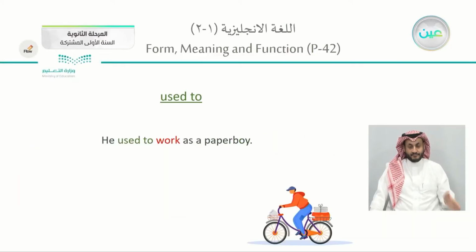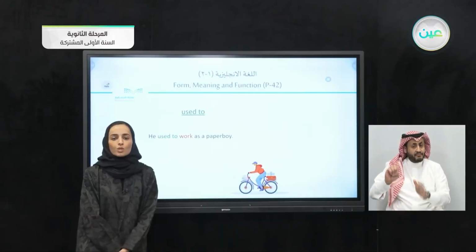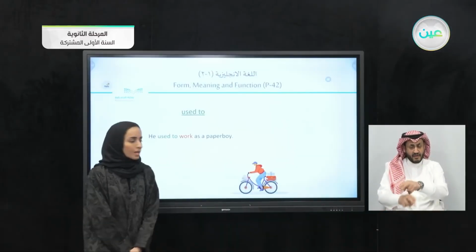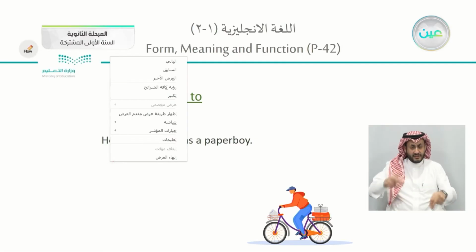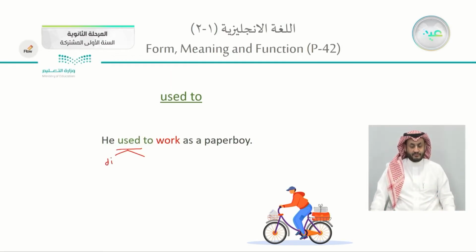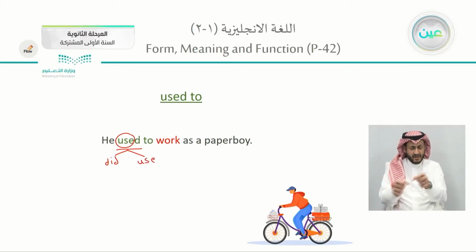Now we're having used to. Let's look at this sentence. He used to work as a paper boy. Let's change this one into a question. At the beginning, we will start with a yes/no question. How can we come up with it? We need a helping verb or an auxiliary verb. So we've got used. The ED will tell us that the helping verb here is did. And our verb is use. So he did use to work as a paper boy.